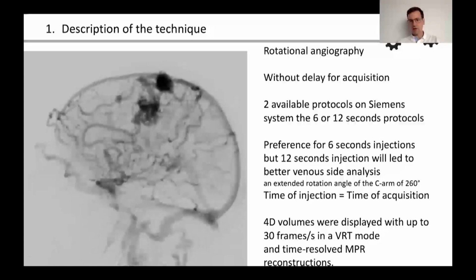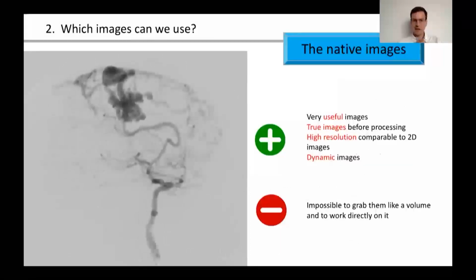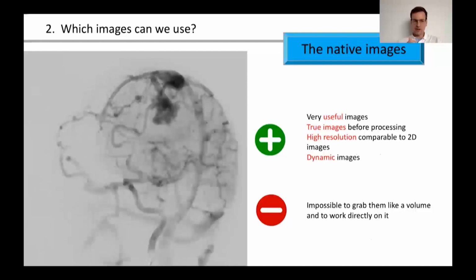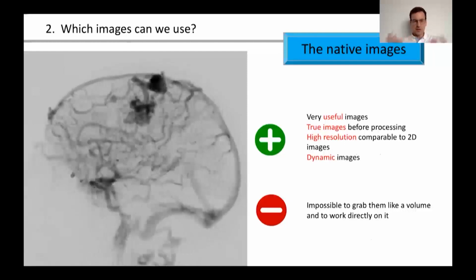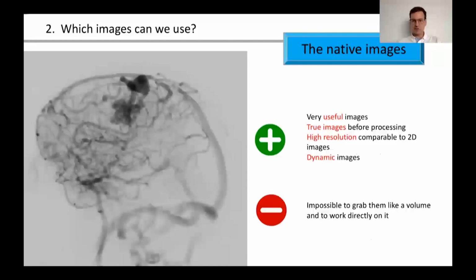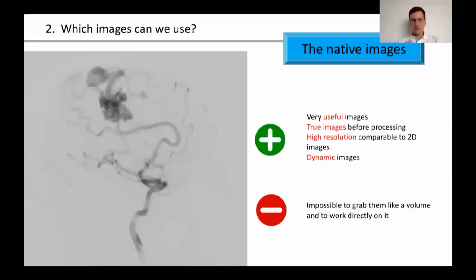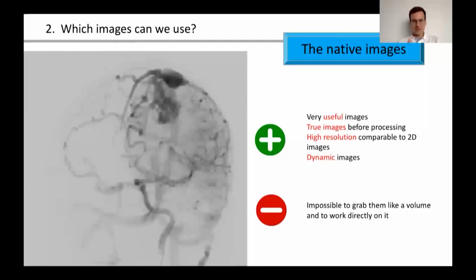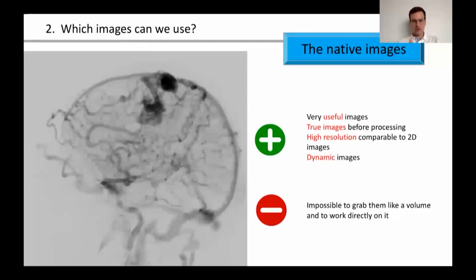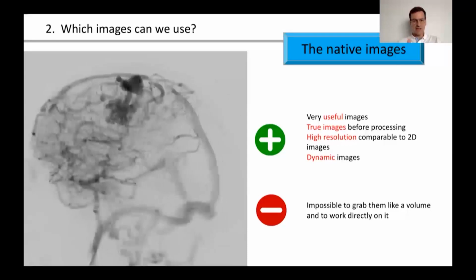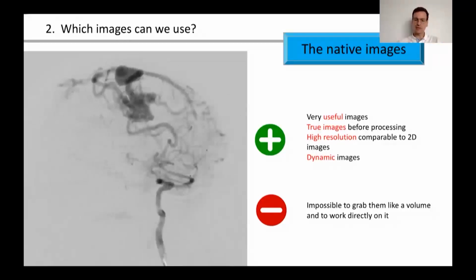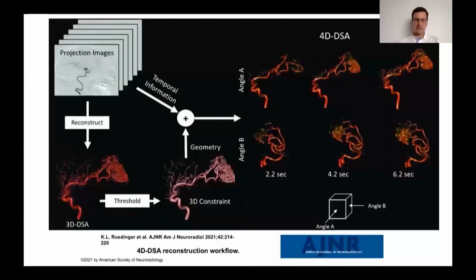And basically, you are going to work on that. But the native image, don't forget, you can go directly and try to get what they have to say to you. From my point of view, it is very useful. These are true images before processing, with the highest resolution comparable to today's images, and it is still a dynamic image, but you are not able to grab them and work directly on them.